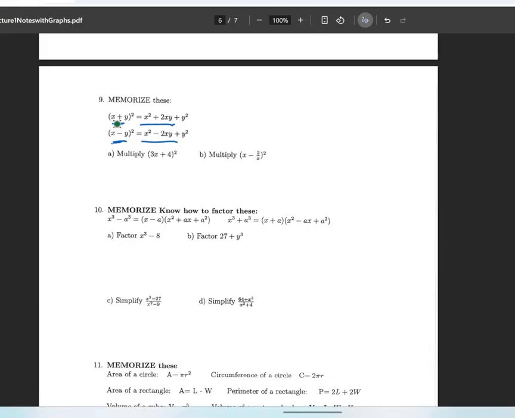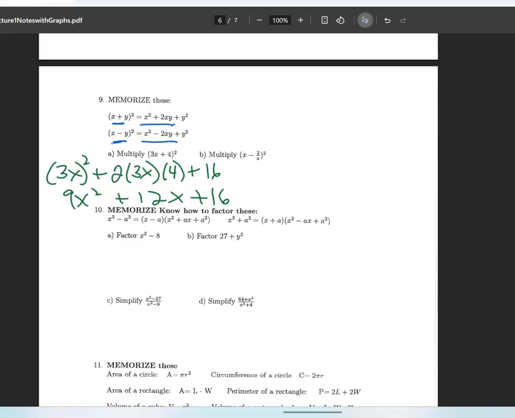Let's practice. So if this is a or x plus y quantity squared, 3x squared, so make sure you're going to square the 3x, and then you're going to have plus 2 times 3x times 4, and then plus the last term squared, so 16. And you could go much quicker than this, right? So 9x squared plus 12x plus 16.